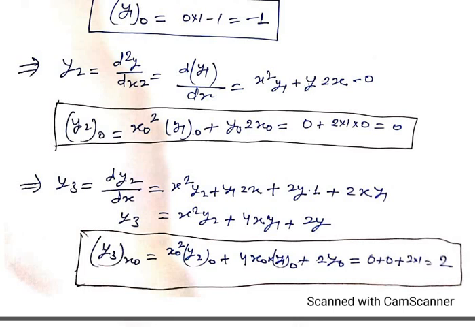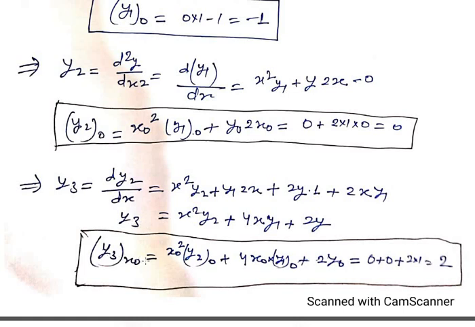second term 2x plus differentiation of first term. So differentiation of y is what? y1. So I am getting x square y2 plus y1, 2x plus 2y plus 2x y1. So 2x y1 and 2x y1, it becomes 4x y1. So y3 can be written as x square y2 plus 4x y1 plus 2y.